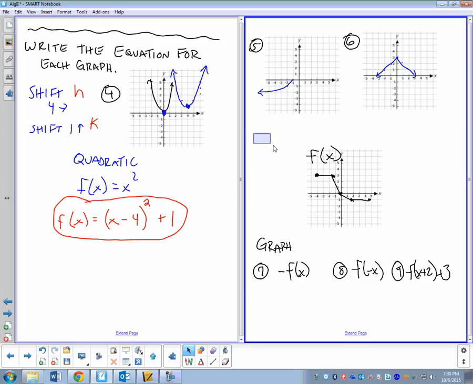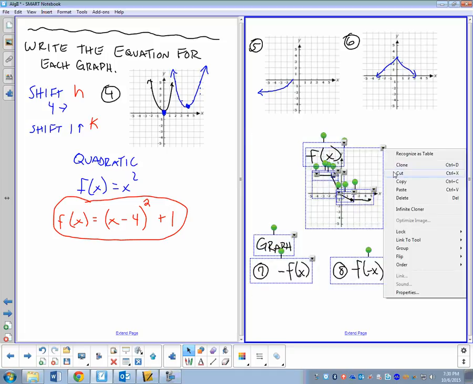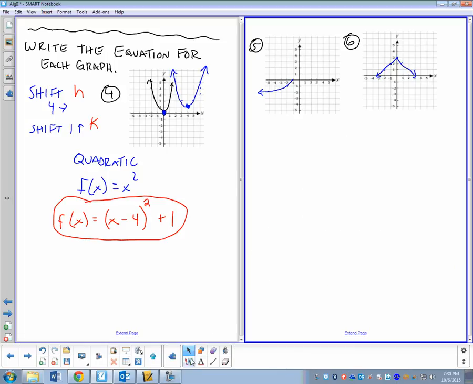So 5 and 6. Again, we're taking these graphs. First, we need to figure out what the shape is. So in number 5, this is a square root function. We can tell by the shape. But remember that normally my square root function starts here at the origin and goes off like this. So what has happened to get from this graph to this graph? I actually can think of 3 things this time.